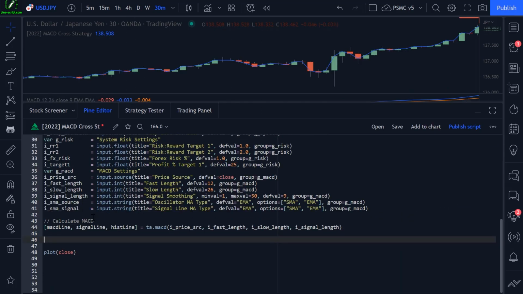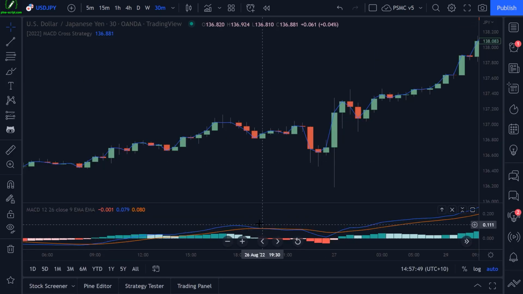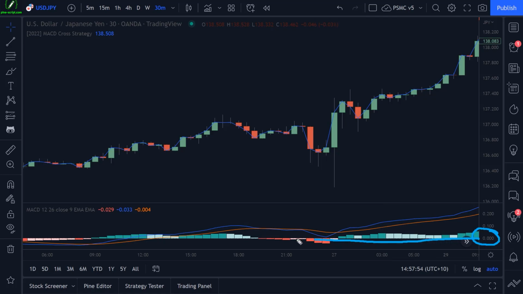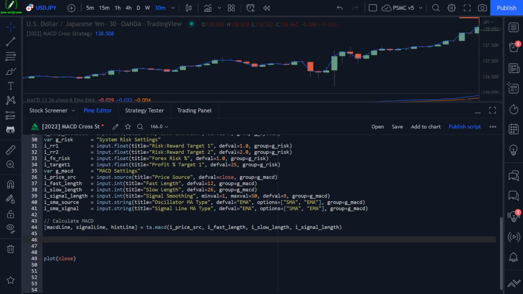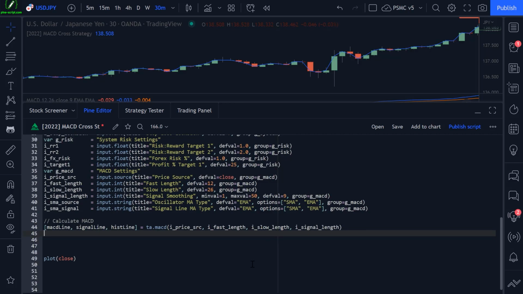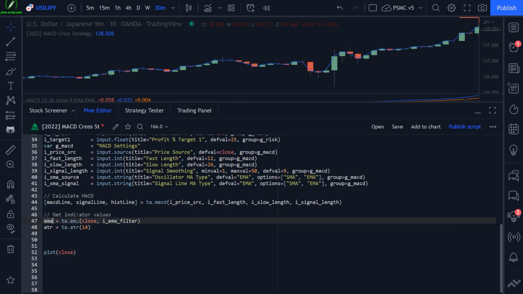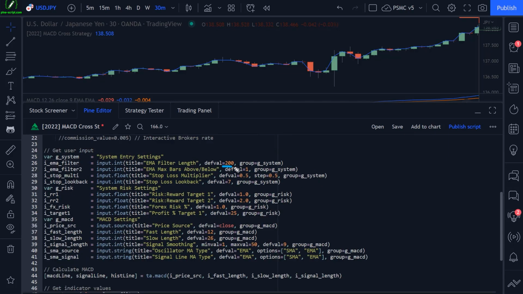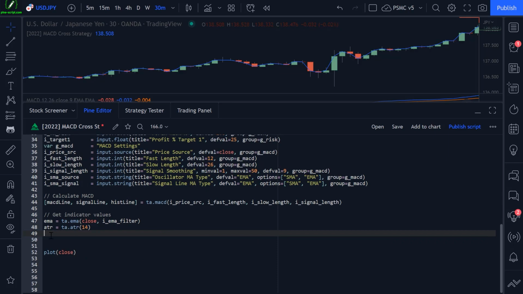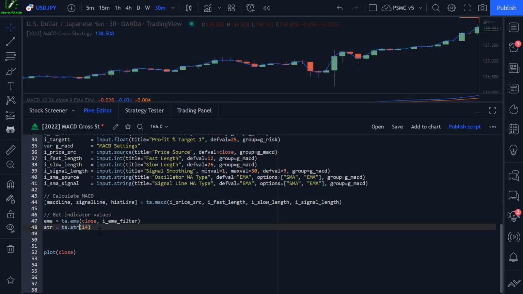Once we have that information, we can detect crosses of these lines, and we can check whether those crosses occur above or below the 0 mark of our histogram. That is a terrible line I just drew, but you get the idea. Hopefully I'm doing a good job of explaining what I'm doing here. The next thing I do is get some more indicator values. We get the EMA based on the closing price, based on our EMA filter, which is a 200 bar look back by default. Then I also get our ATR with a 14 period look back by default.